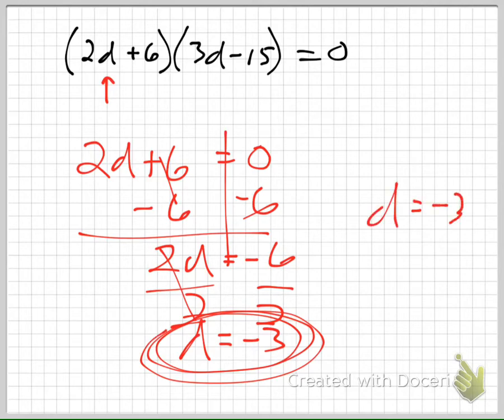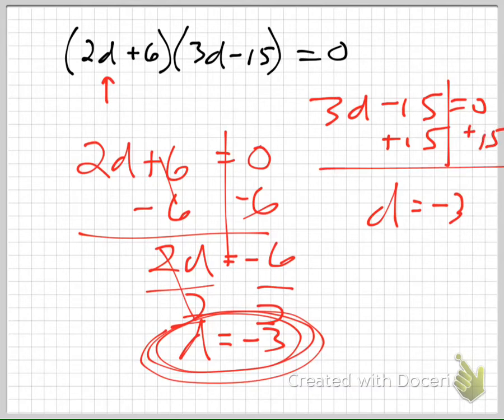But wait a second. Couldn't this also equal 0? So then we would come over here and go 3d minus 15 equals 0. Plus 15, plus 15. That would be 3d equals 15. What is d equal to here? 5, right? So here's how you would answer it: d equals negative 3 or 5, and there's your answer.